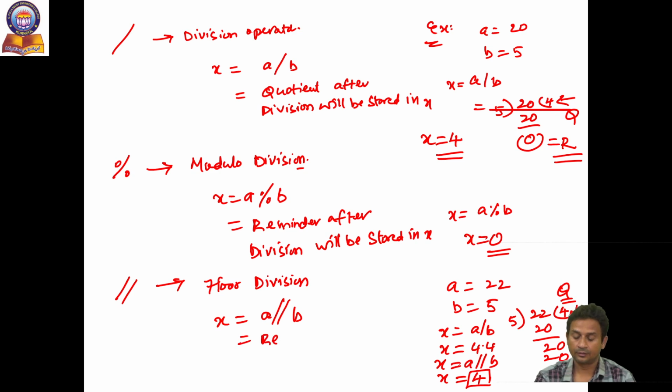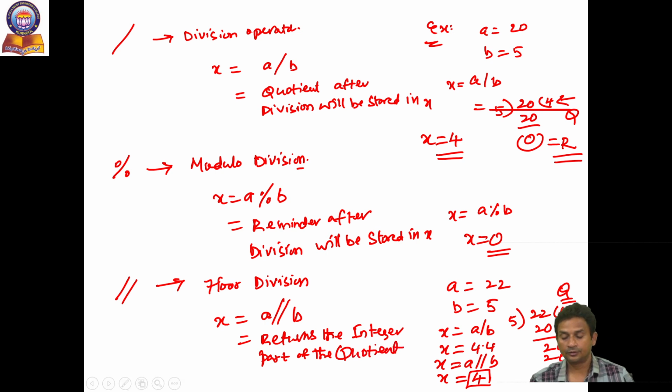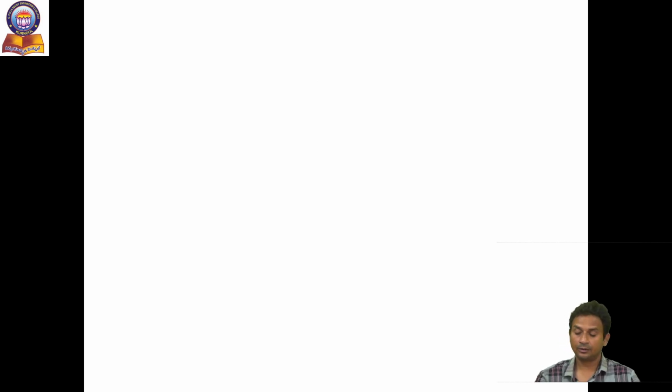It returns the integer part of the quotient. This floor division has a lot of applications, and we'll discuss where we'll be using floor division when we come to the corresponding context, right? And the final arithmetic operator is the exponential operator.